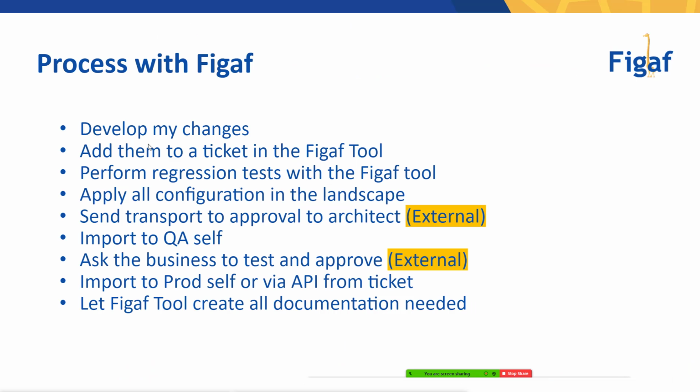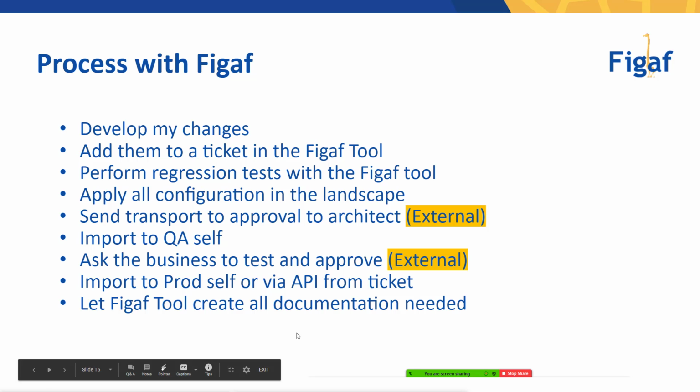So as you saw here, we did the change, we added the changes to the ticket, both the CTS transport. We performed regression testing. We applied all configuration in the landscape. And then the only thing you need to do is send this to the architect and say, hey, approve this. And then, depending on what kind of rules you have, you can import it to QA yourself, or have the business approve and test it. Import it to production yourself, or do it from the API via your ticket. And then you can use the Figaf tool to create the documentation for this change.